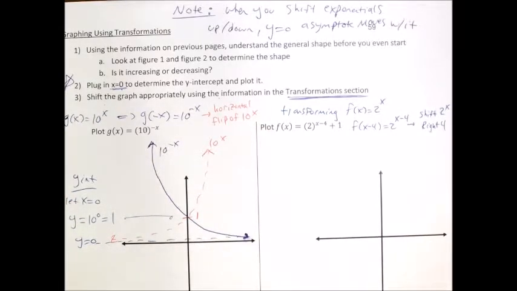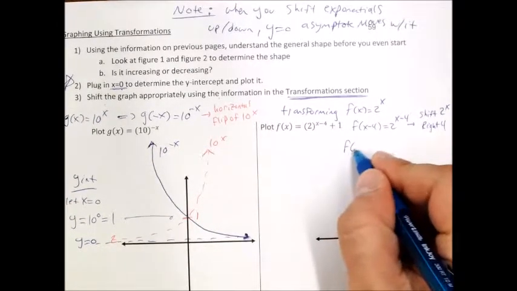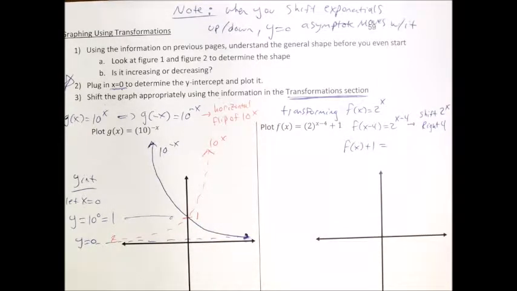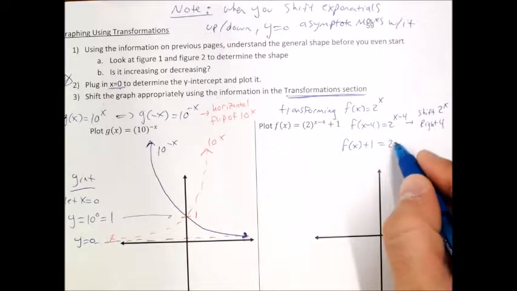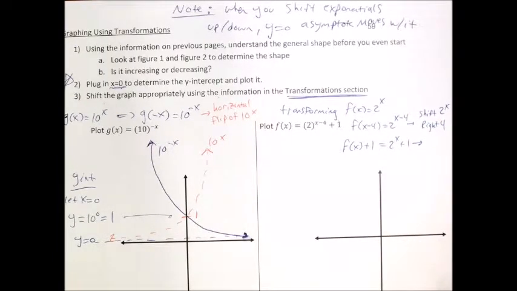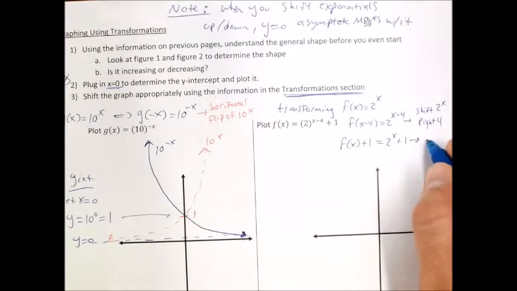And then the +1 is like we're adding a 1 to the outside of it. It's like we have a 2 to the x plus 1. And so what's that doing? Yeah, it's moving it up 1. So it moves 2 to the x up 1.